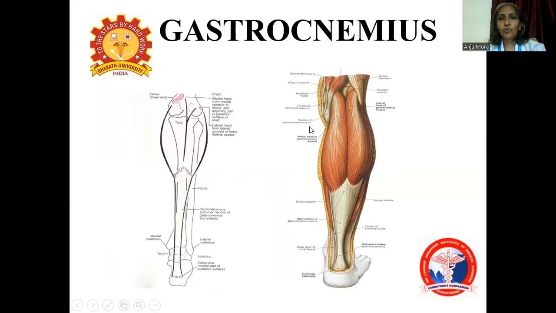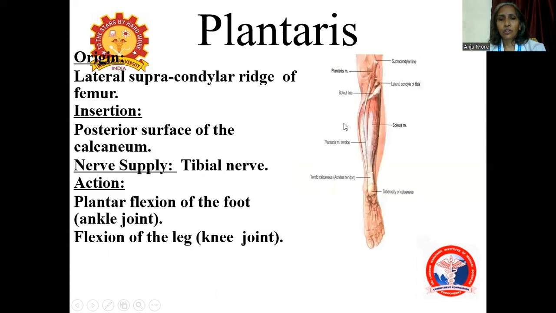So this diagram shows the gastrocnemius muscle, its origin and insertion. The next muscle in the superficial compartment of the posterior region of the calf is plantaris. The plantaris is a relatively smaller muscle and it is having a very long thin tendon. The origin is at lateral supracondylar ridge of femur. The insertion is on the posterior surface of calcaneum.